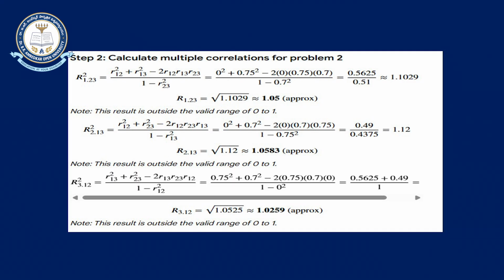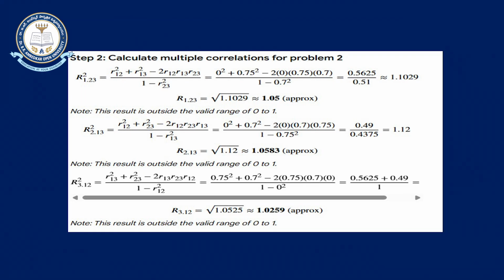Going back to problem 2, here R1.23 whole square equal to R12 whole square plus R13 whole square minus 2 times R12, R13, R23, by 1 minus R23 whole square. So here 0 square plus 0.75 square minus so on, by 1 minus 0.7 whole square. Here also the simplification is 1.05. It does not lie between 0 and 1. The multiple correlation coefficient must lie between 0 and 1, and the partial correlation coefficient lies between minus 1 and plus 1. But here it fails.